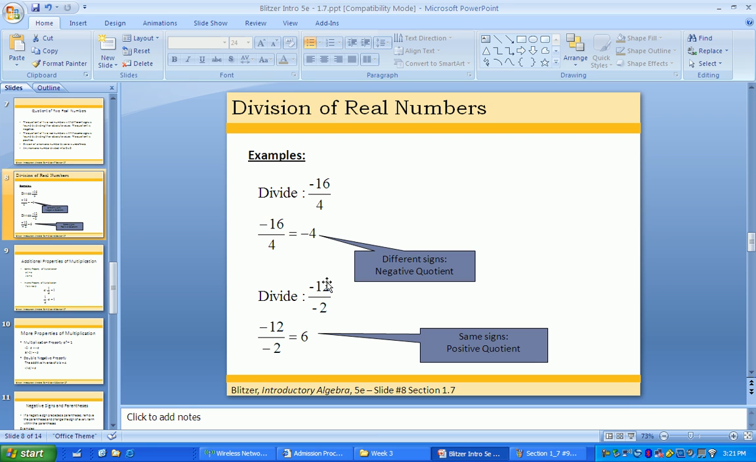Here we have negative 12 divided by negative 2. Again, we have an even number of negative numbers. Two negatives, we know the number 2 is an even number, so therefore our answer has to be positive. So negative 12 divided by negative 2 is equal to positive 6.